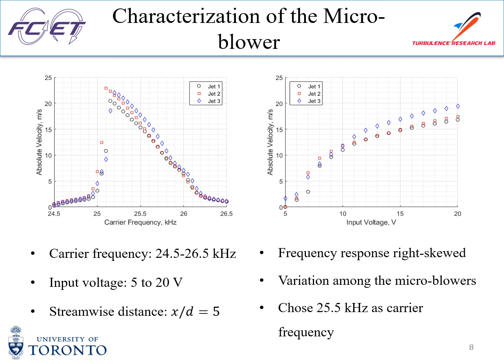The hot wire probe was placed at x/d equal to 5 to measure the jet centerline velocity. 3 microblowers were used for the characterization. The results show that the microblower frequency response is right skewed. The peak is at 25.2 kHz, and we can see there is variation among the performance of the microblowers. Eventually, the carrier frequency of the microblower was determined to be 25.5 kHz. At this frequency, the amplitude response is smooth.